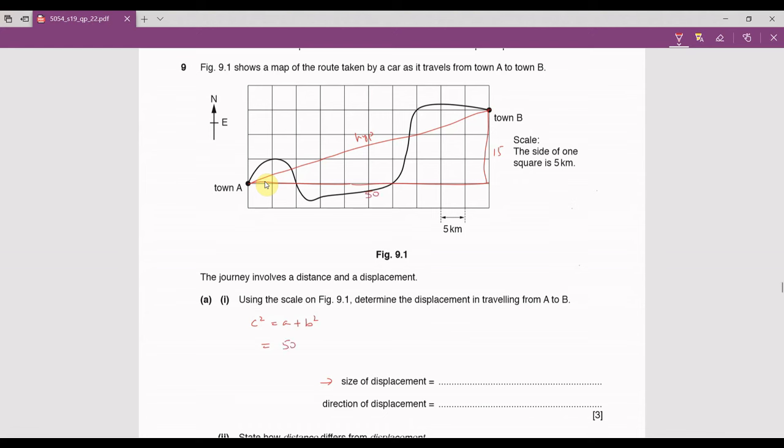So we have 50 square plus 15 square, and you take the under root of that, 2725, and that will give you the resultant displacement, which is 52.2 kilometers. But you have to be careful because they're saying that use the figure 9.1.